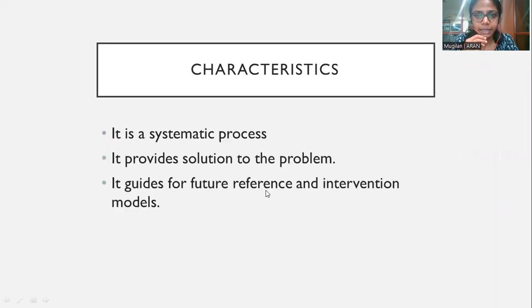Next, the diagnostic research design's characteristics. It is a very systematic process. It provides a solution to a particular social problem or social issue, and it guides as a future reference and intervention model also.